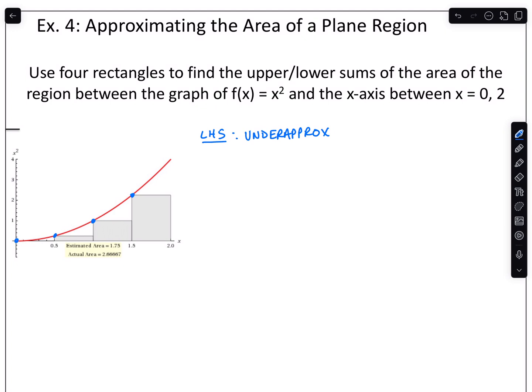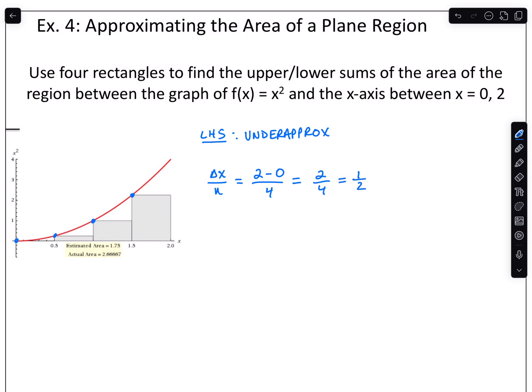For an under approximation, the first thing I would tackle is finding out how wide each rectangle would be. We know, after all, the length times the width is the area of a rectangle. So to do this, I calculate delta x over n. Delta x is the change in x. In this case, the interval is from 2 to 0, so 2 minus 0, over n. How many rectangles do I want? Which in this case is 4. 2 divided by 4 is going to be a half.